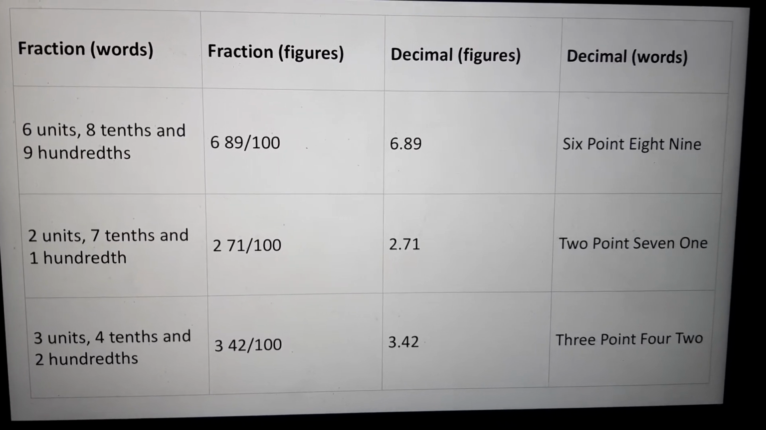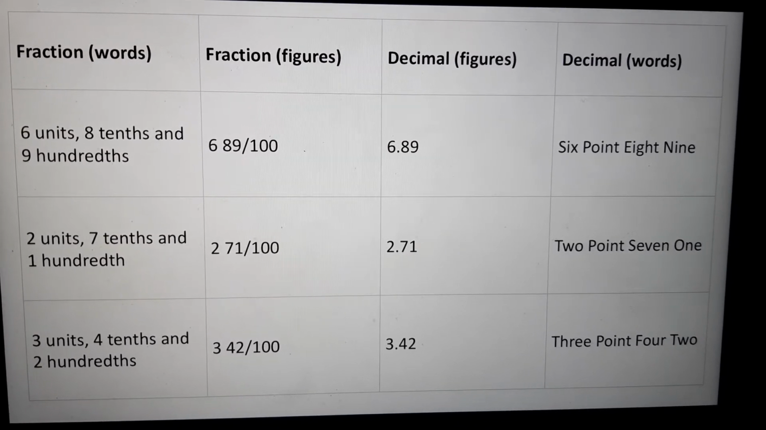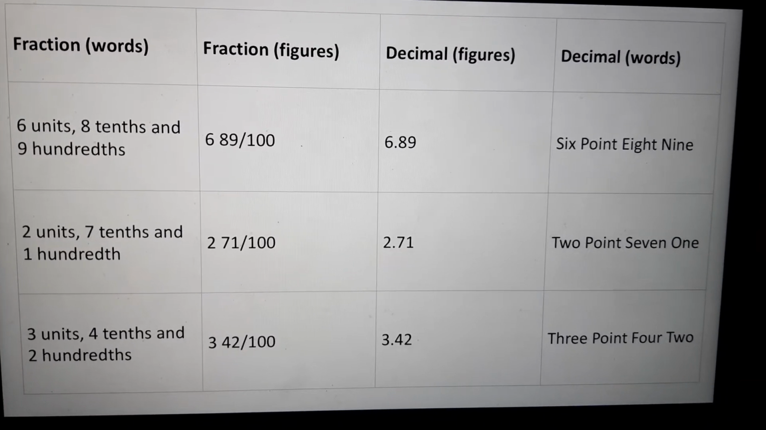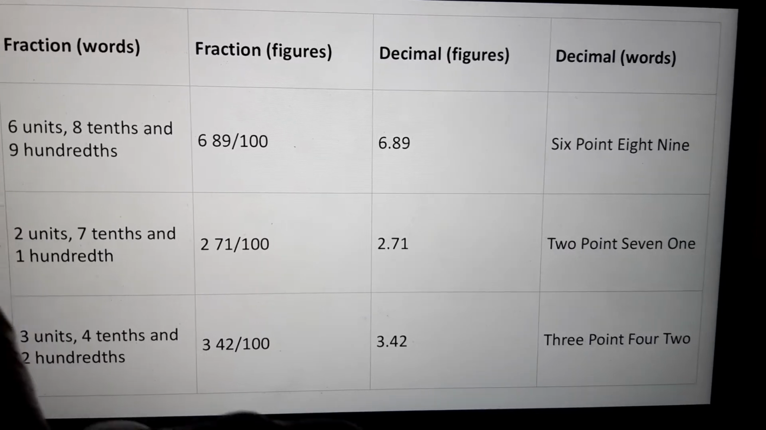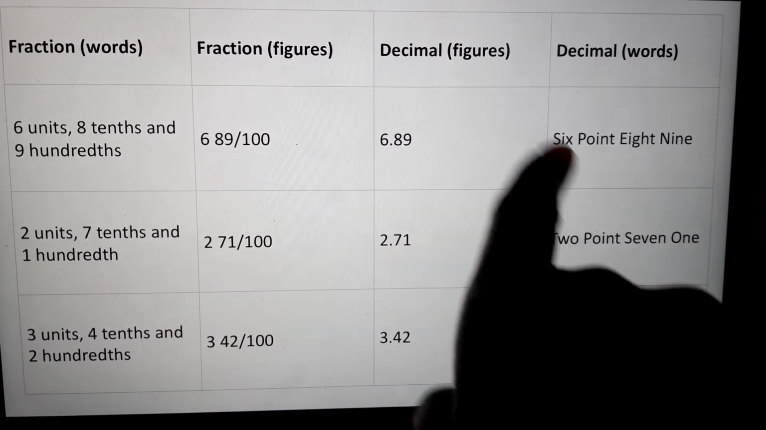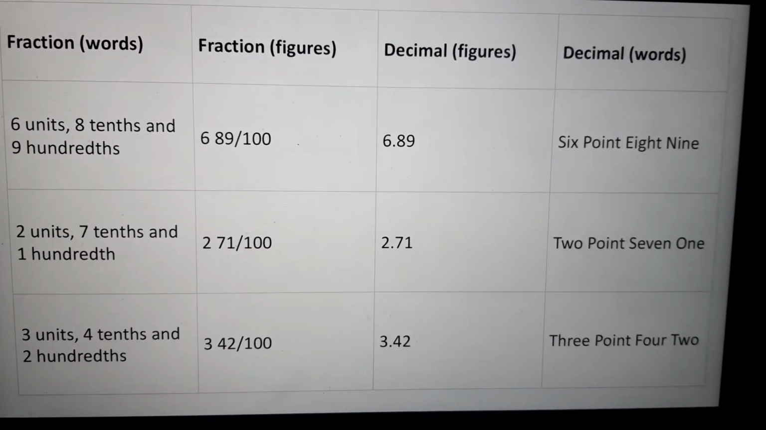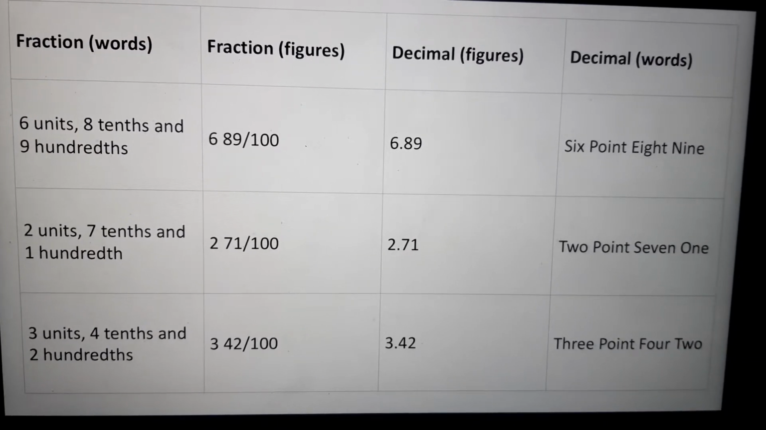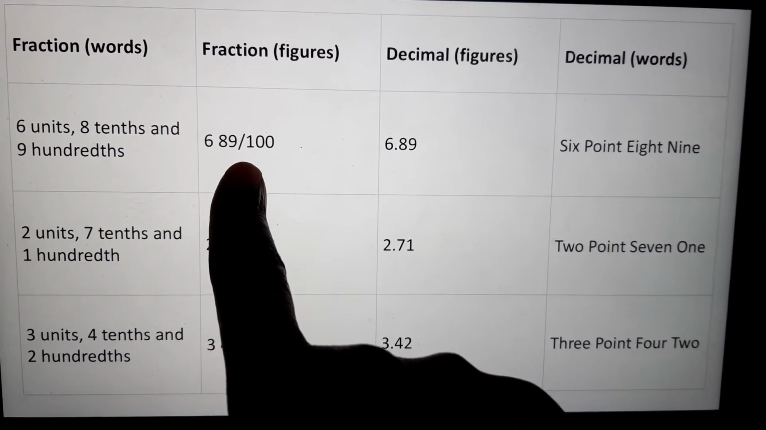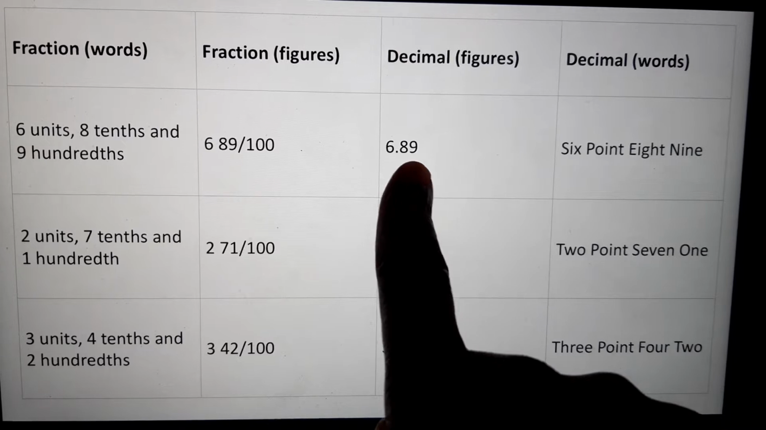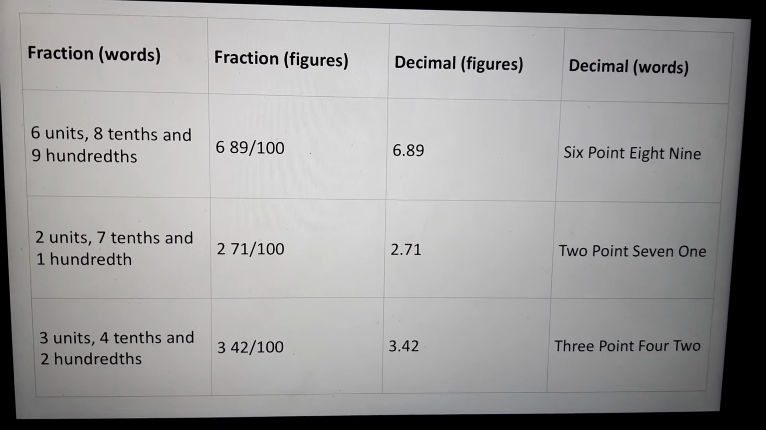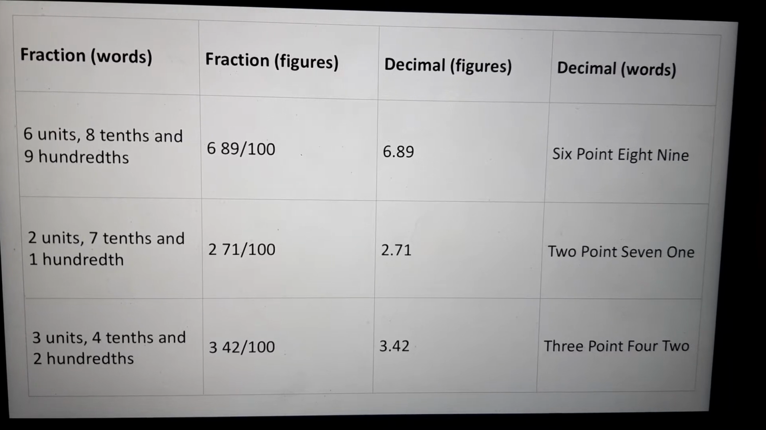Yesterday, we looked at decimals and also fractions and writing them in words as well. So I wanted to just recap from yesterday's lesson before we move on. So here we have my fraction in words, fraction in figures, decimal in figures, and decimals in words. So for the first one, we have 6 units, 8 tenths, 9 hundredths, and that's the same as 6 whole, 89 hundredths, and 6.89, and then of course decimal in words. So you can pause this video now, and then you can take a look at the rest of them.